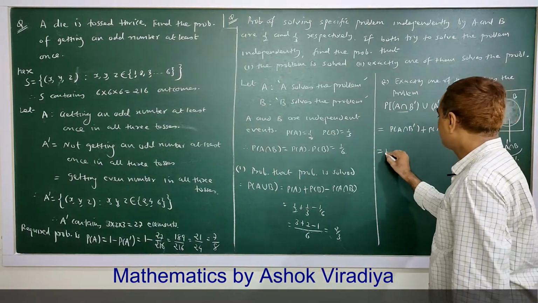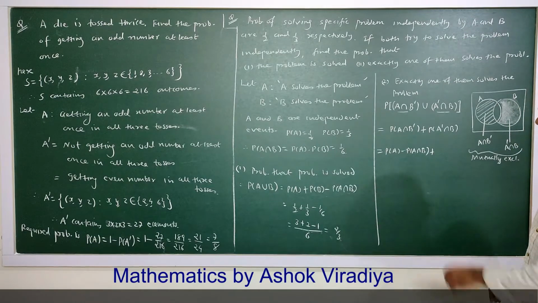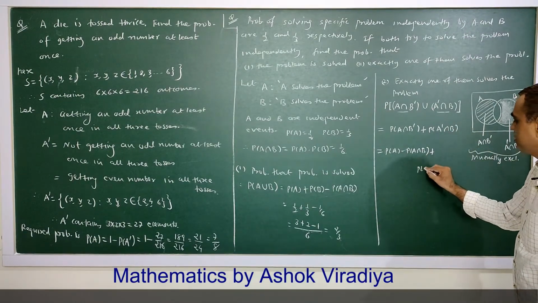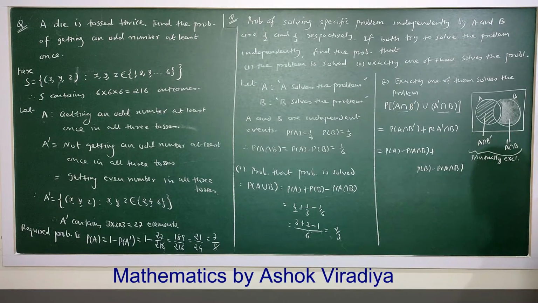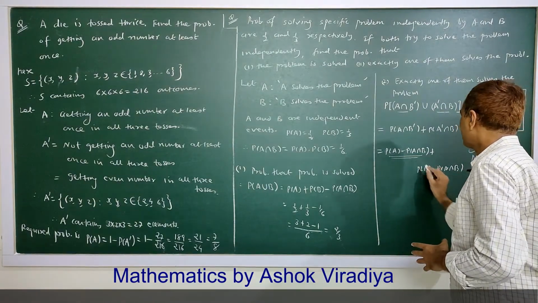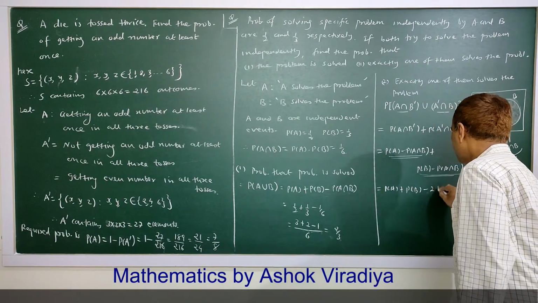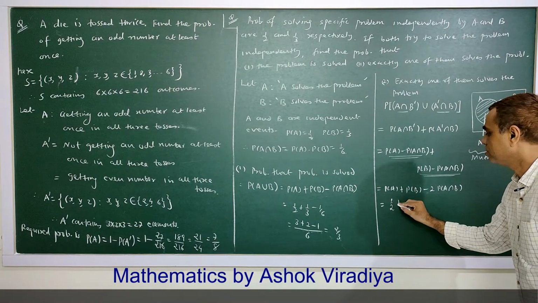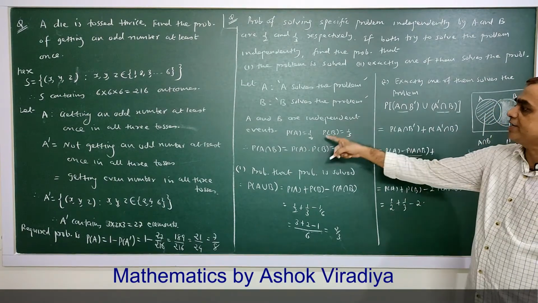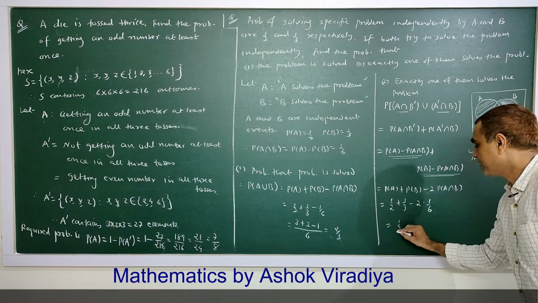Now P of A intersection B dash is P of A minus P of A intersection B, plus P of A dash intersection B is P of B minus P of A intersection B. So we are using here results of class 11. So this is P of A plus P of B minus 2 times P of A intersection B. Now P of A is 1 by 2, P of B is 1 by 3, minus 2 into P of A intersection B, already calculated as 1 by 6. So this is 1 by 2.